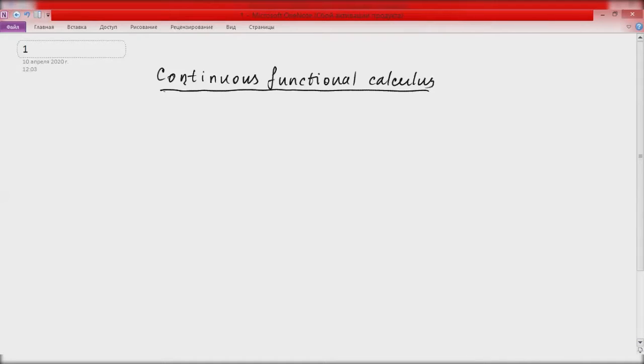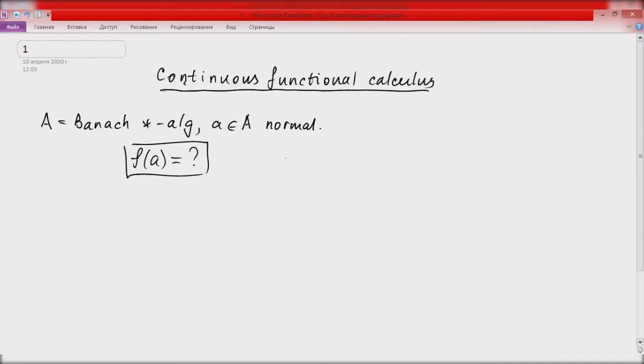Okay, so suppose that we have a Banach star algebra A, and suppose that little a is a normal element of A. So roughly, our goal will be to give a precise meaning to the expression f of a, where f is a continuous function defined on a compact subset K of the complex plane.